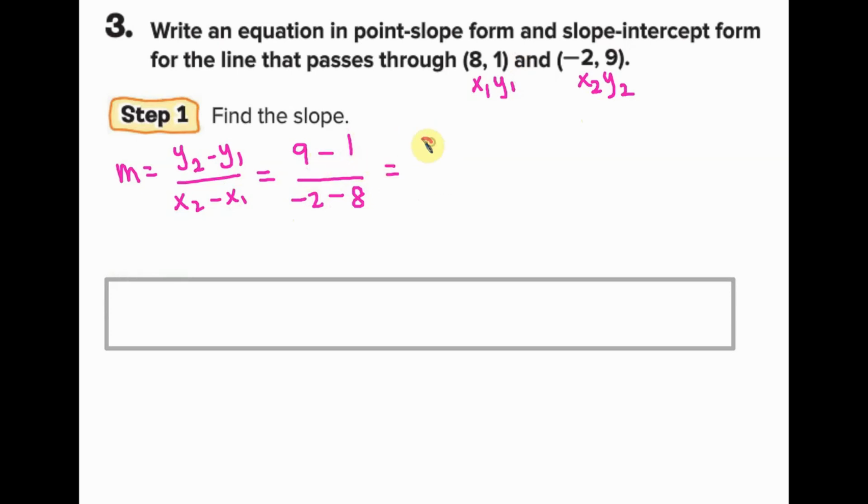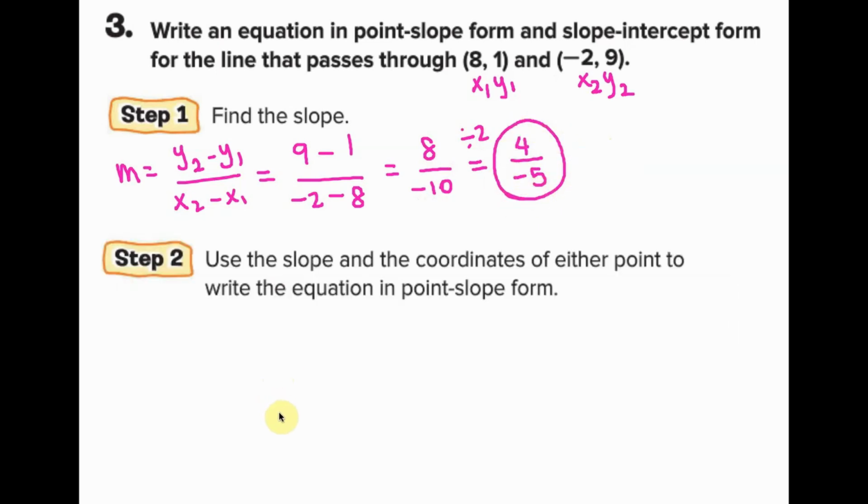9 minus 1 is equal to 8 over negative 2 minus 8, which will become negative 10. Since this is a fraction, I'm going to simplify by dividing by 2. 8 divided by 2 will get 4. Negative 10 divided by 2, I will get negative 5. So this is your new slope.